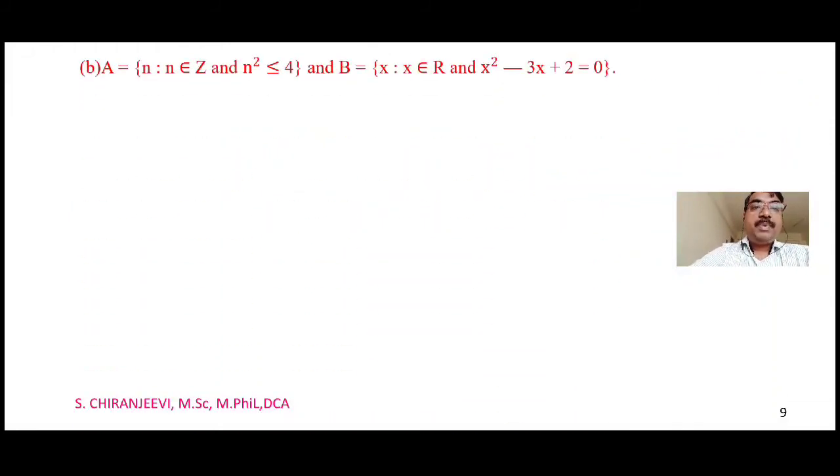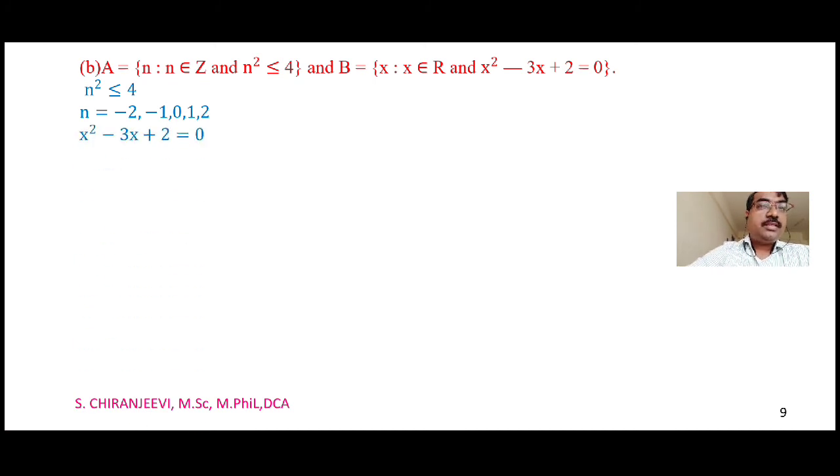Next one, capital A equal to N such that N belongs to capital Z and N square is less than or equal to 4. And B equal to X such that X belongs to capital R and X square minus 3X plus 2 equal to 0. Now N square is less than or equal to 4, which is nothing but N will be always minus 2, minus 1, 0, 1, 2. See here, less than or equal to 4 is nothing but you will be getting plus or minus 2. N value will be less than or equal to plus or minus 2. The values will be minus 2, minus 1, 0, 1, 2.